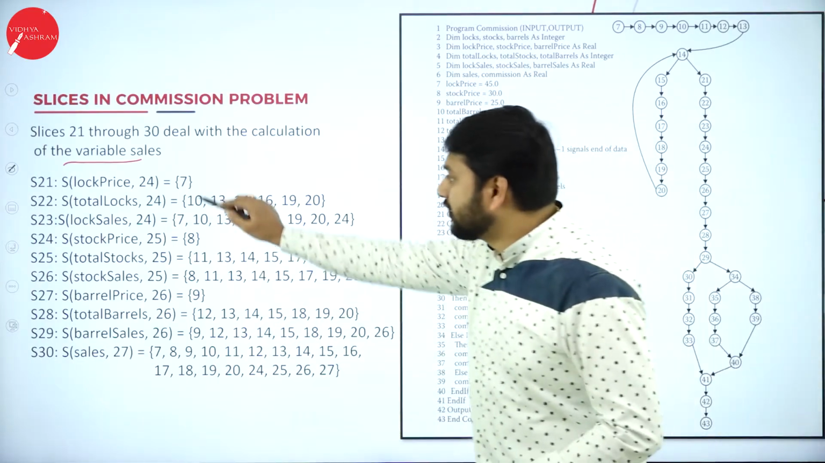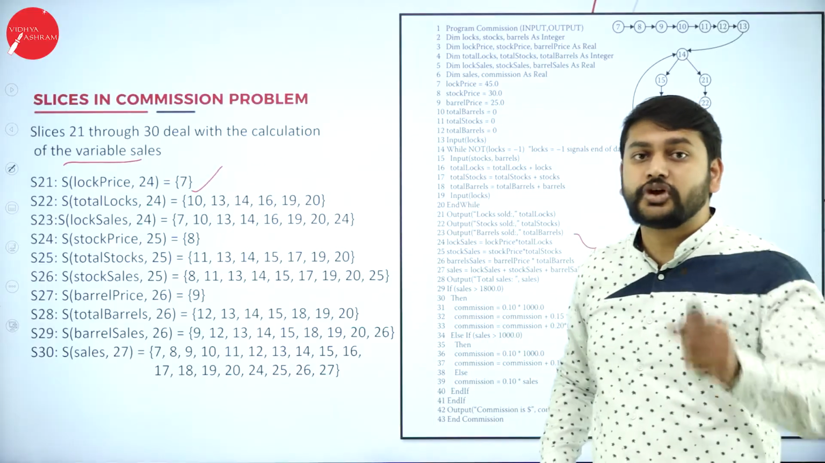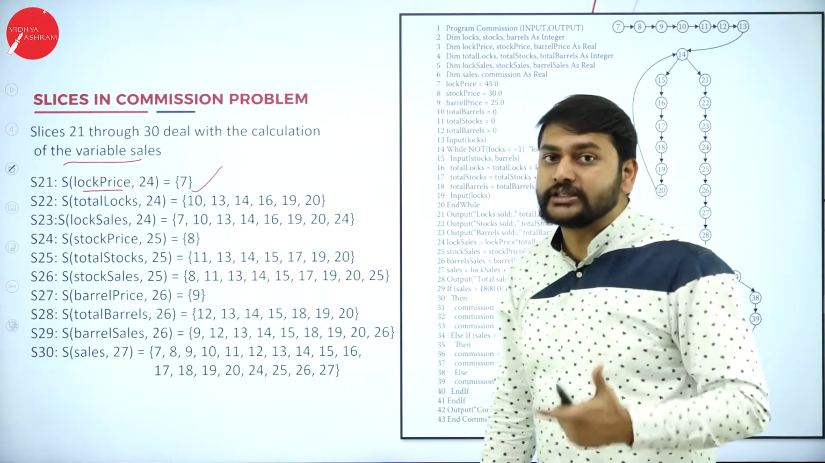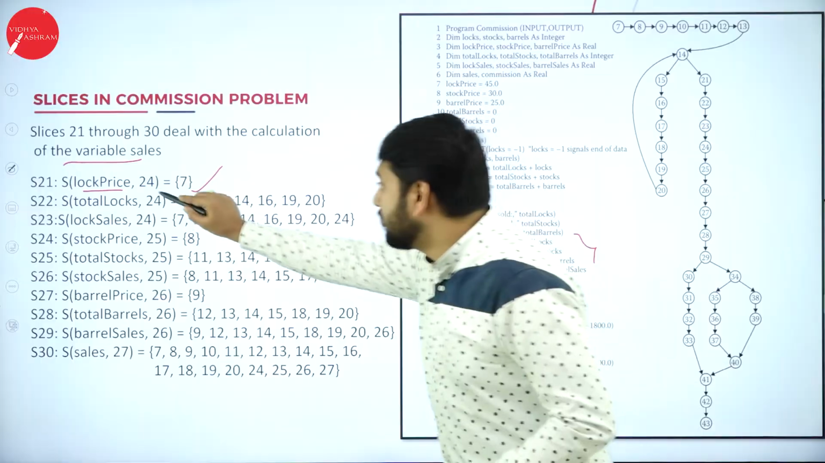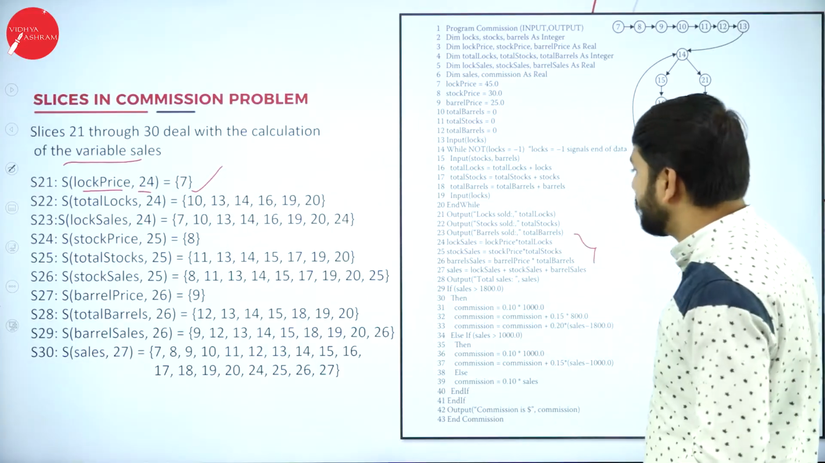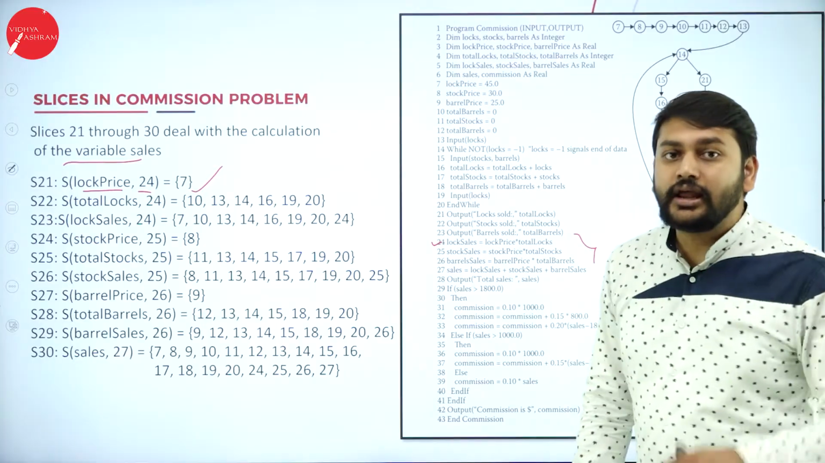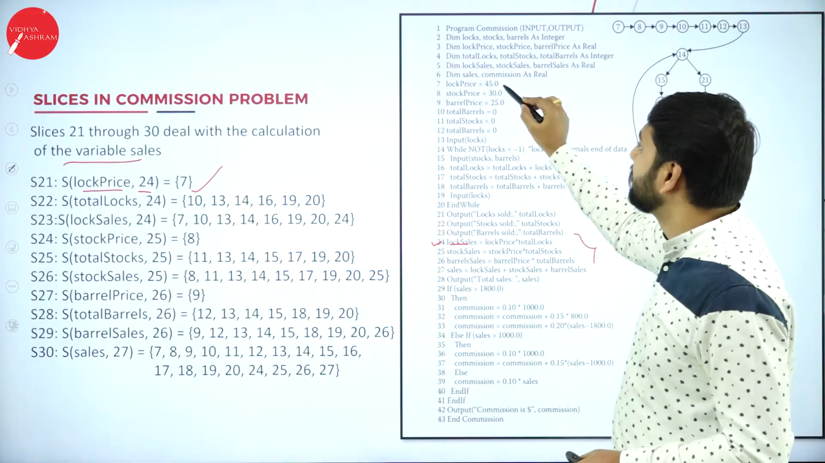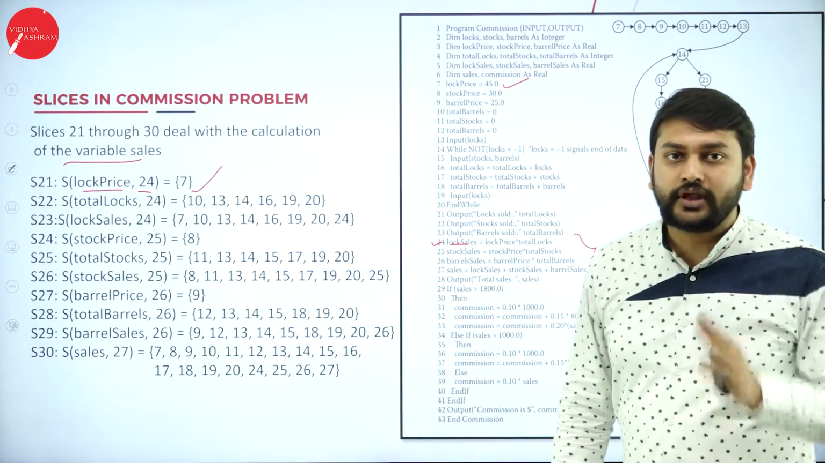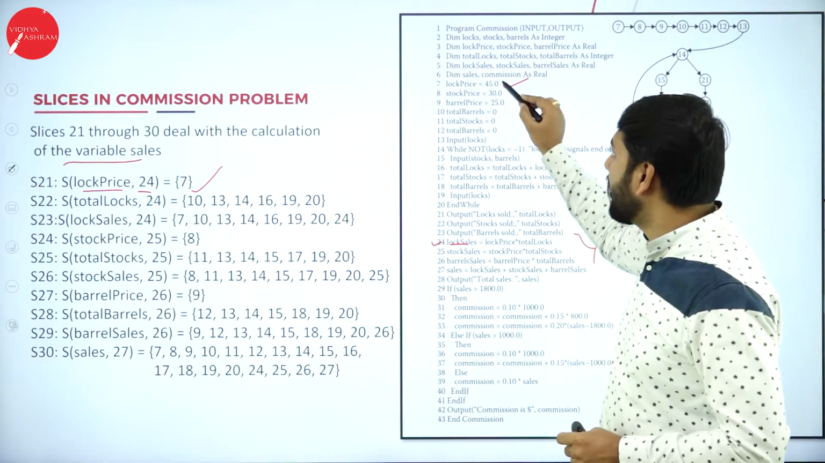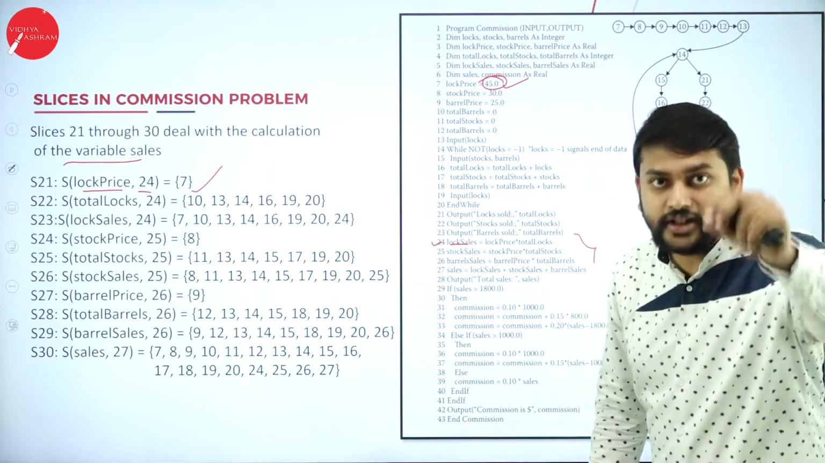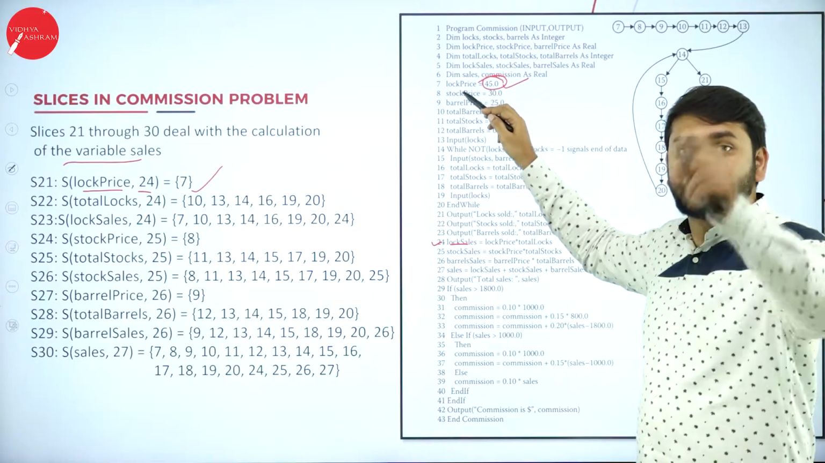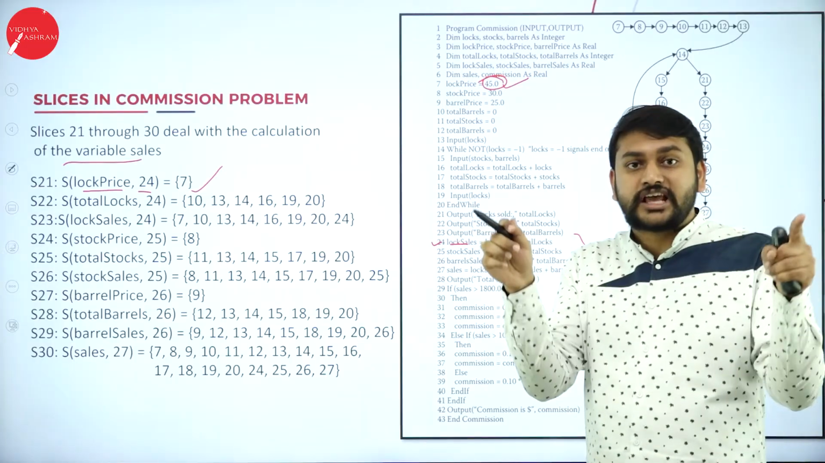Guys, what is the first one that we have? Slice number 21. When it comes to slice number 21, what is the variable you have? Log price. In which line do you have it? In line number 24. So please observe, log sales in line number 24. What is the line you have? 7. This is one path that you need to consider. I have already defined the value for the log price. So this path is changing the value of the variable. That is the first slice that I've taken.